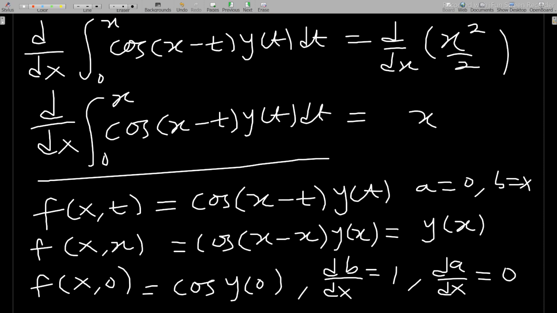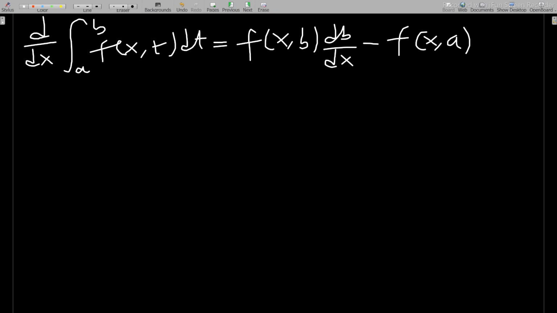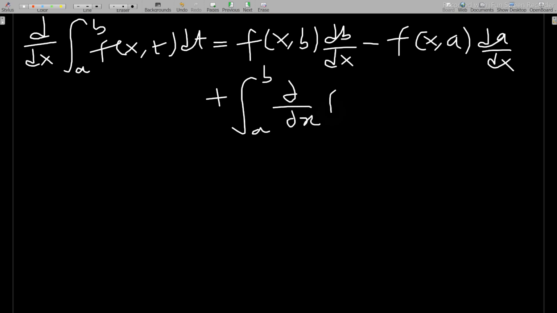And we say that the differential for this side, okay, let me quote it somewhere for you so that I'm just reminding you. So now the differential d/dx of the integral from a to b of some f of (x, t) dt is always equal to f of (x, b) times db/dx minus f of (x, a) times da/dx plus the integral from a to b of the partial derivative with respect to x of f of (x, t) dt. So this is what we have.